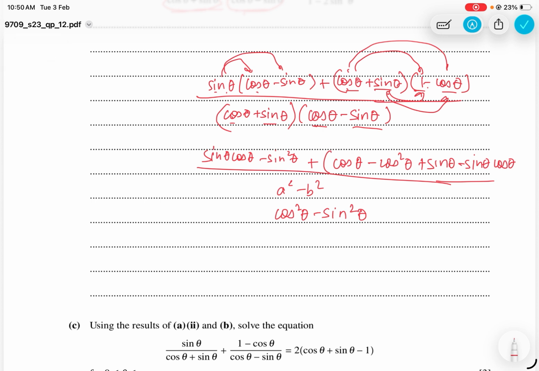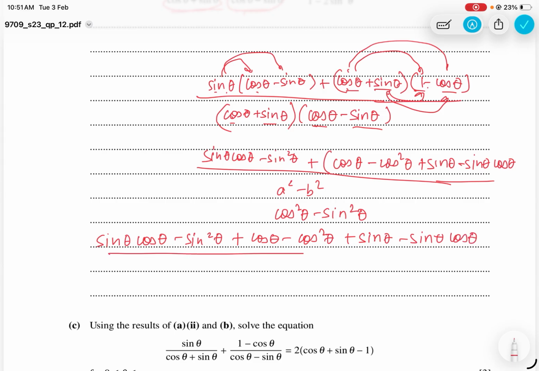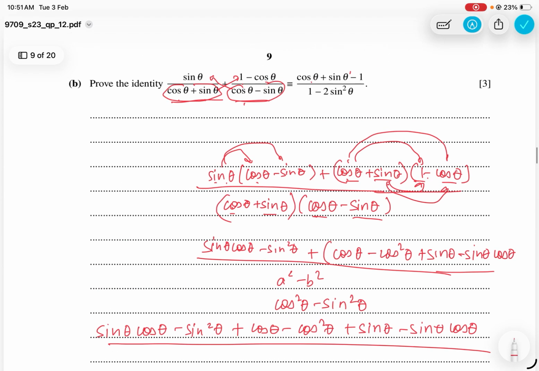All right. Let's open the bracket. This would give us sine theta cos theta minus sine square theta plus cos theta minus cos square theta plus sine theta minus sine theta cos theta, whole upon... we need only sine theta in the denominator, so we will change this cos square theta.